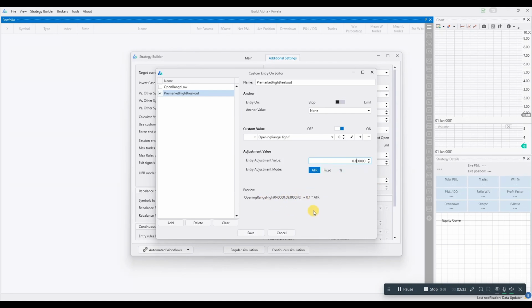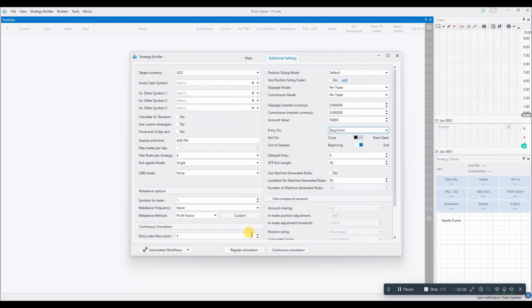Or if you wanted to do 0.1 ATRs above the opening range high, or 1% above the pre-market high, you could do that. I'm just going to keep that at 0. We're going to buy exactly at the pre-market high. Go ahead and save this.